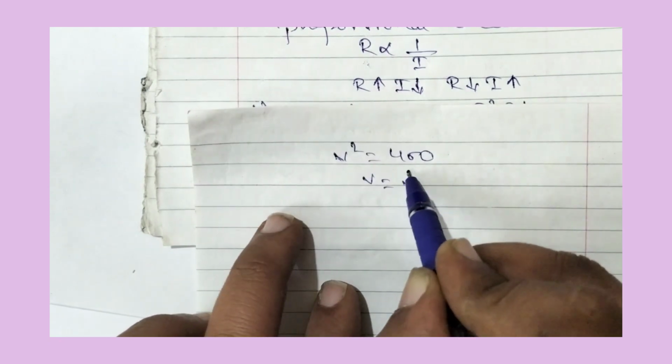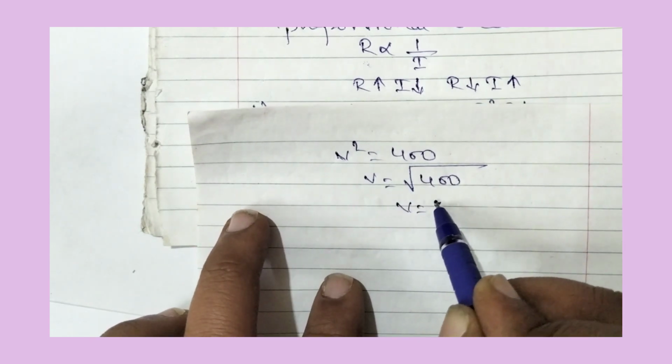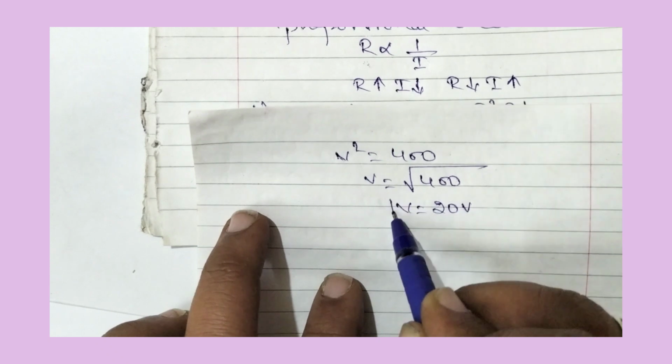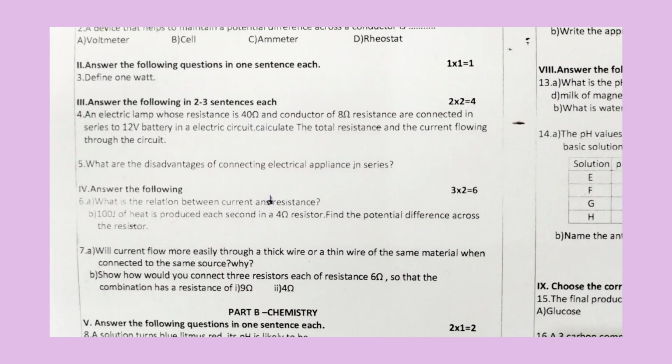So V is equal to square root of 400, which is 20. Therefore, the potential difference across the resistor is equal to 20 volts. So like this we have to calculate. Now let us move to the seventh question.